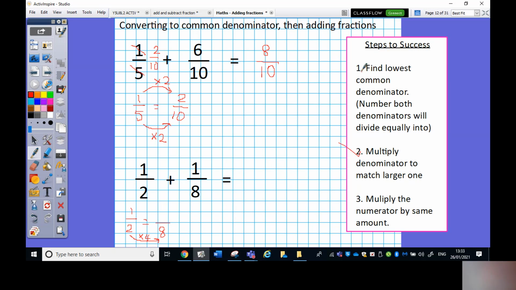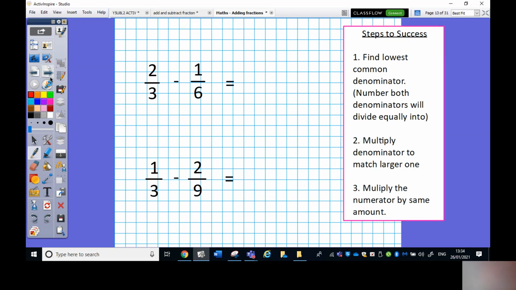Good. What about the third step? Read it out. Good. So I must multiply my numerator by, good, 4. 1 times 4 equals 4. Good. So now I know what the equivalent fraction is. It's 4/8. I can add them easily. 8 plus 8. Do I add them? Well remembered, yes. It's the same denominator. 4 plus 1 equals 5. Great, so my answer is 5/8.